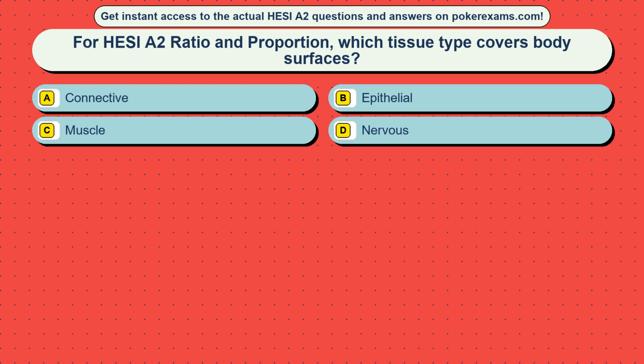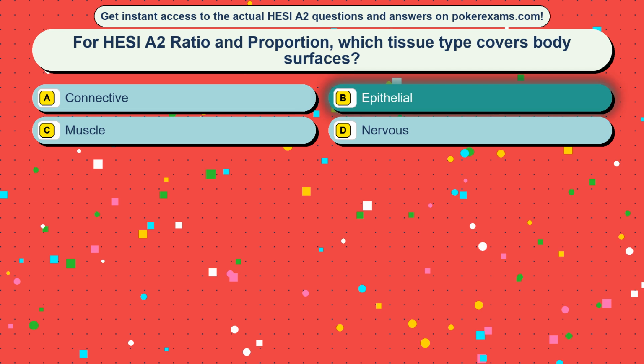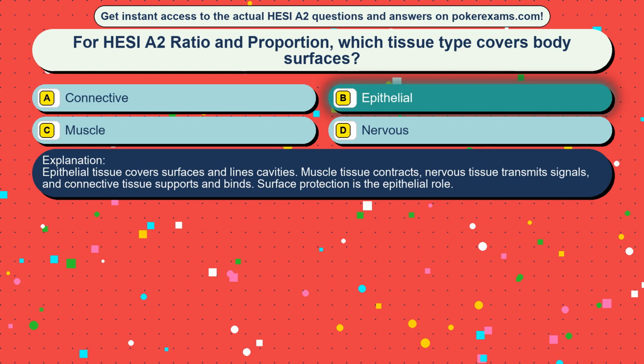Question 32. For HESI ratio and proportion, which tissue type covers body surfaces? Option A, connective. Option B, epithelial. Option C, muscle. Option D, nervous. The correct answer is option B, epithelial. Epithelial tissue covers surfaces and lines cavities. Muscle tissue contracts, nervous tissue transmits signals, and connective tissue supports and binds. Surface protection is the epithelial role.